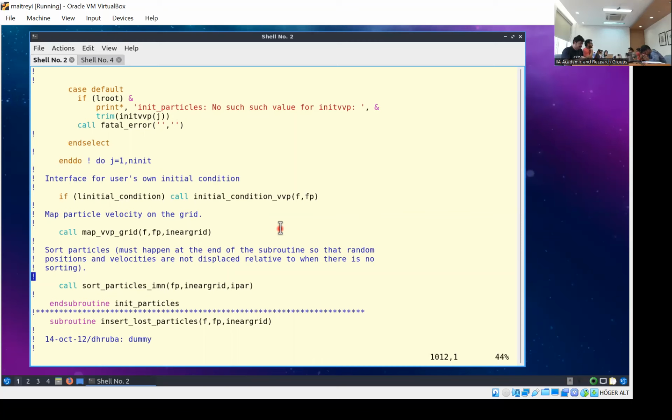Okay, Dhruva, but this is happening in init particles, right? But this will also happen after every time step. If you do that after every time step, the sorting is expensive. So you choose to do it after a certain number of time steps. And this sorting also is local in every processor. If you are using multiple processors, then the sorting is in every processor. You understand, right?